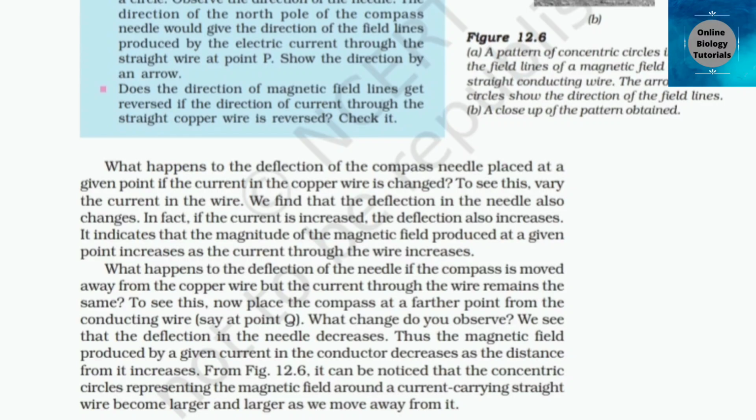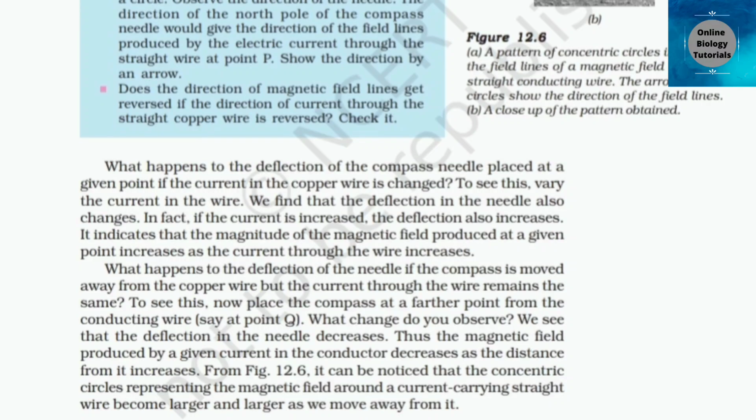It indicates that the magnitude of the magnetic field produced at a given point increases as the current through the wire increases. What happens to the deflection of the needle if the compass is moved away from the copper wire, but the current through the wire remains the same? To see this, now place the compass at a farther point from the conducting wire, say at point Q. What change do you observe? We see that the deflection in the needle decreases. Thus, the magnetic field produced by a given current in the conductor decreases as the distance from it increases.